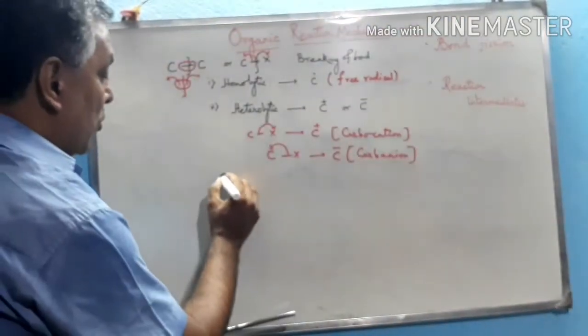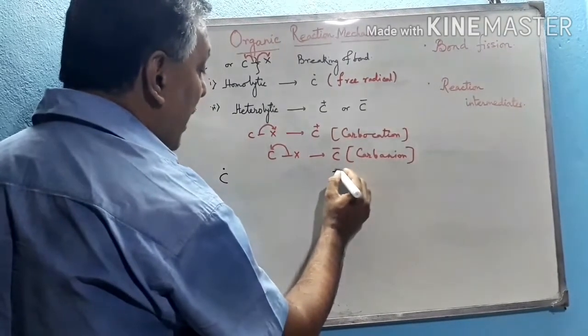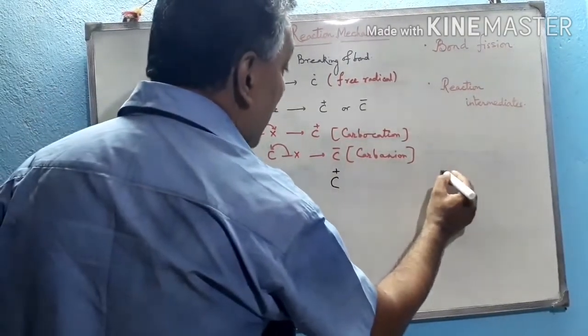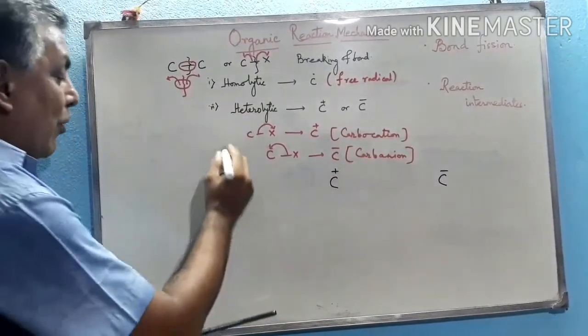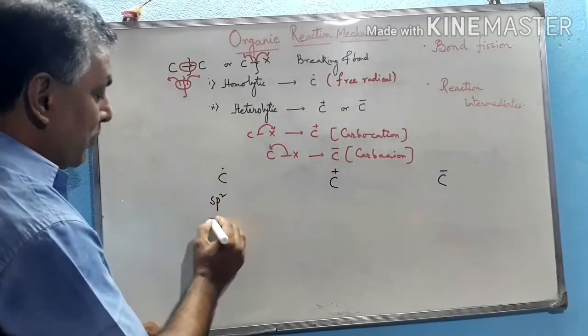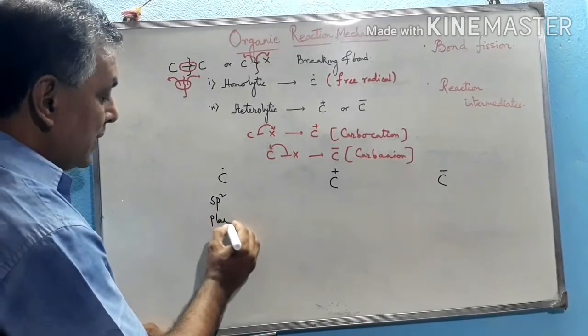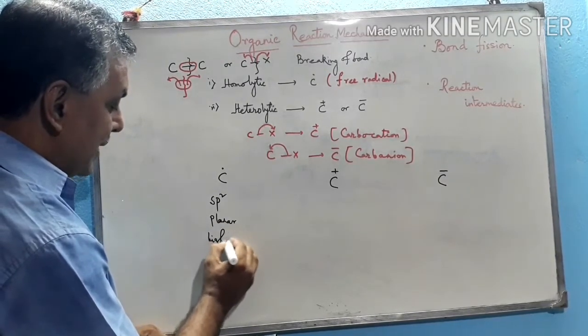Now these three are called the reaction intermediates. One is the carbon free radical, second is the carbocation, and third is the carbanion. These three are called the reaction intermediates. Now carbon free radical, we know that this is sp2 hybridized, this is planar, this is a highly reactive species.